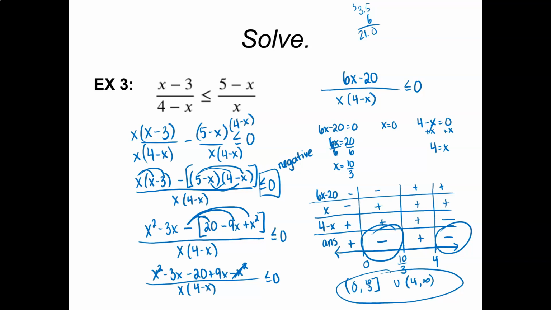The only time you don't have to worry about that is if you have a less than or a greater than to begin with, just use parentheses the whole time. But if you got that "or equal to," you got to worry about it. All right, let's do one more, and I'm going to let you guys work some on your own.